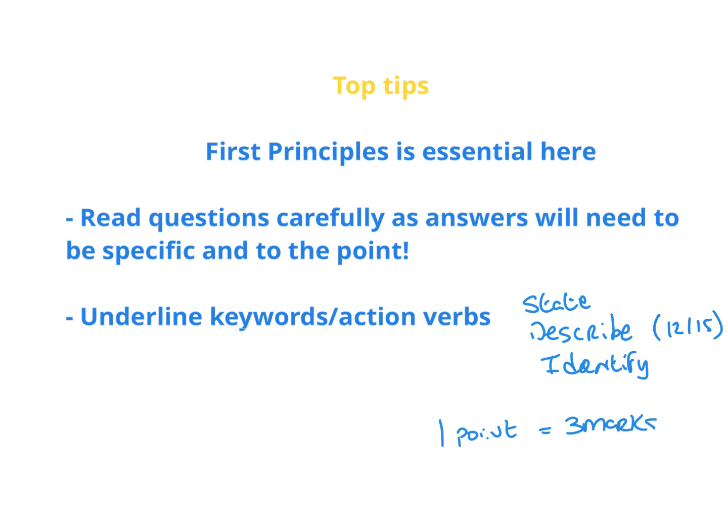So if your describe question is worth 12 to 15 marks, you should be writing somewhere between 4 and 5 points at least. Your state and identify might be worth 3 or 6. So depending on what's been asked there, you can figure for yourself how much you need to write, but it should be short and to the point.